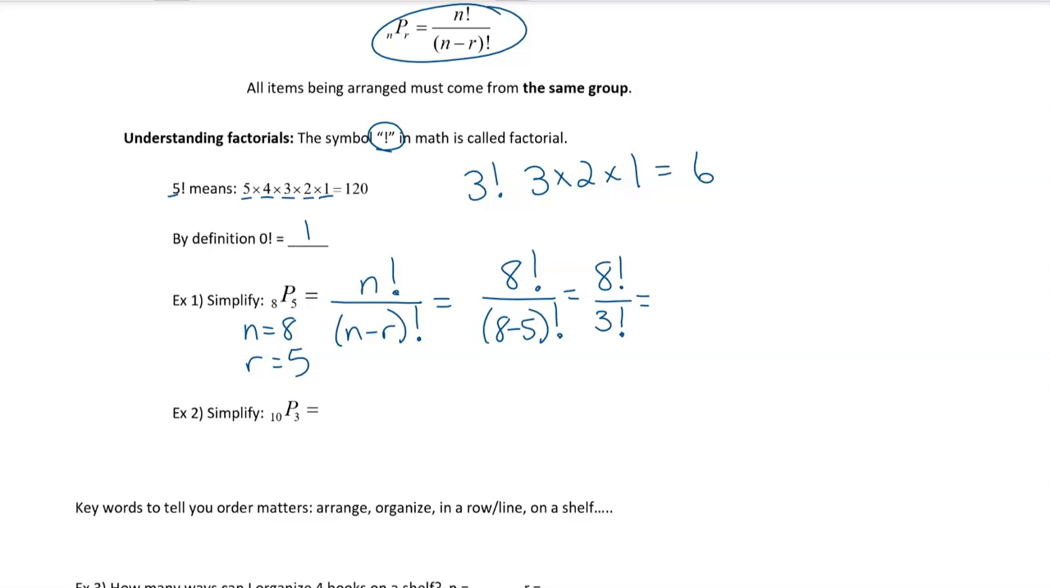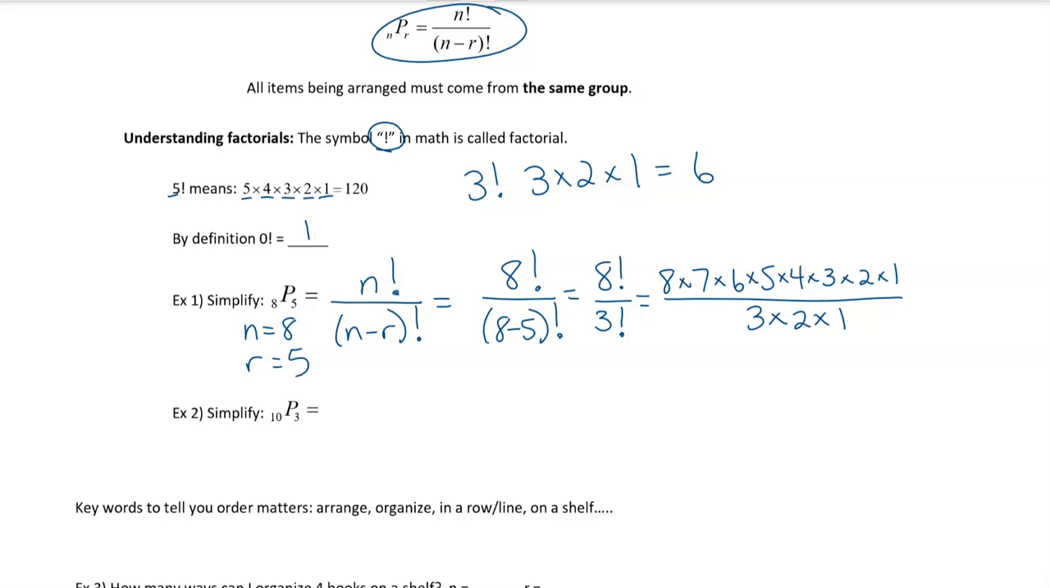And then to work this out, I go ahead and write it in expanded form. 8 times 7 times 6 times 5 times 4 times 3 times 2 times 1, divided by 3 times 2 times 1. Now, rather than multiply all of those numbers out and get the large number I would get, I want you to remember that since the top is multiplication and the bottom is multiplication, we can cancel out any common factors.